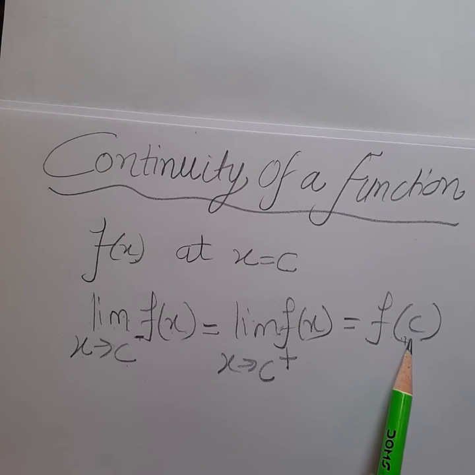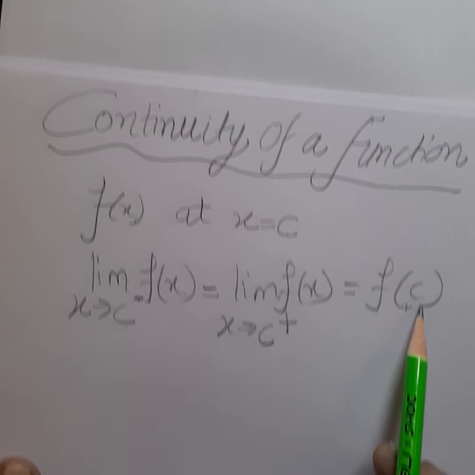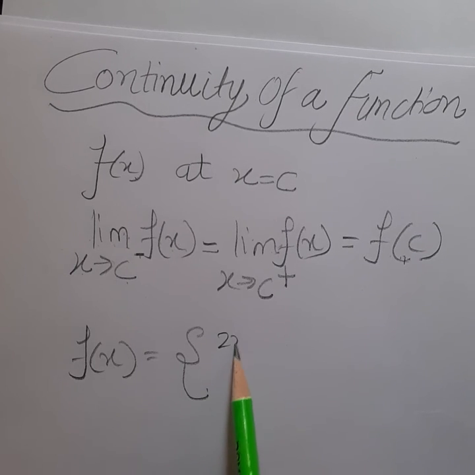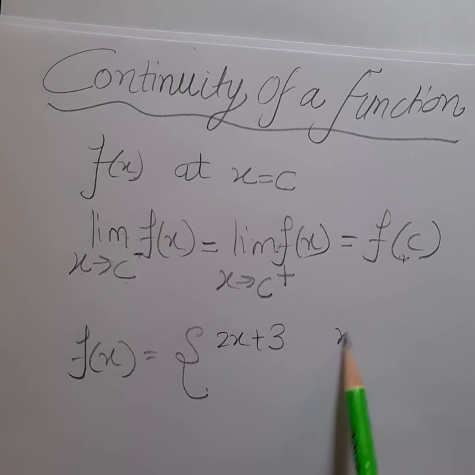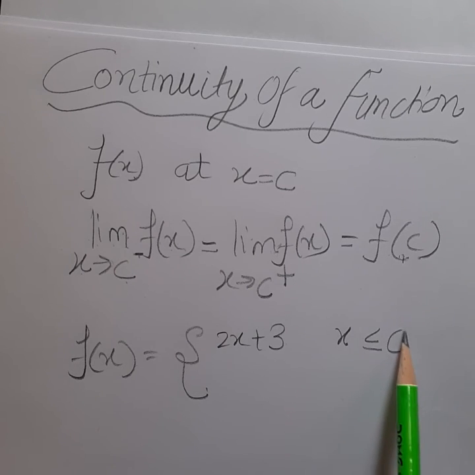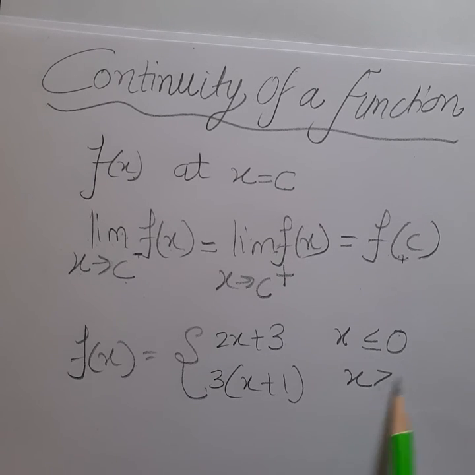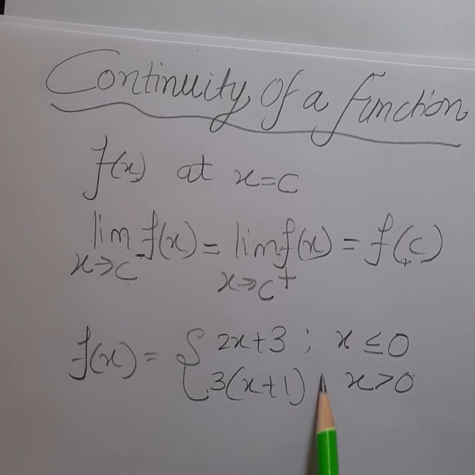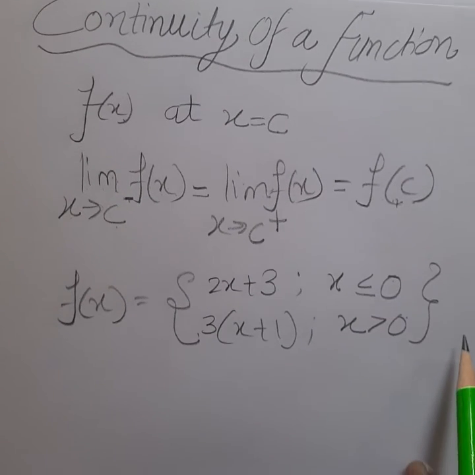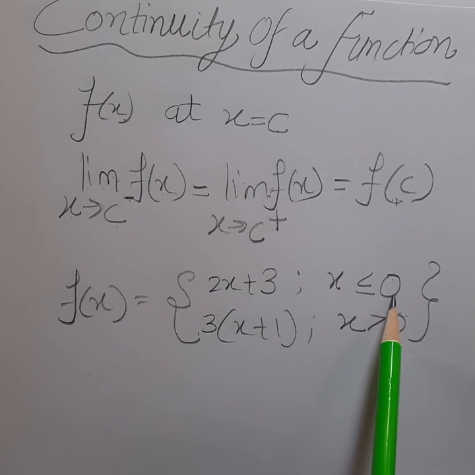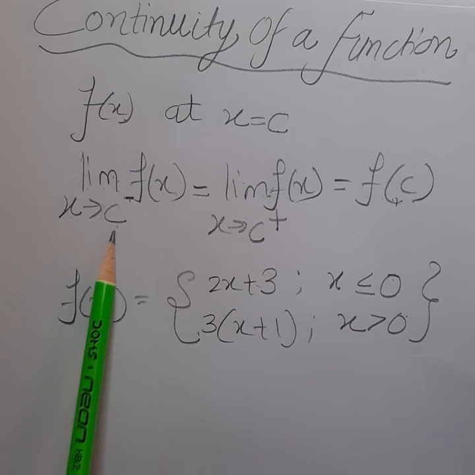Okay, to understand our concept, suppose we take an example: f(x) is equal to 2x plus 3 when x is less than or equal to 0, and 3 times (x plus 1) when x is greater than 0. Now you should remember that when we take x less than 0, we talk about the left hand limit.